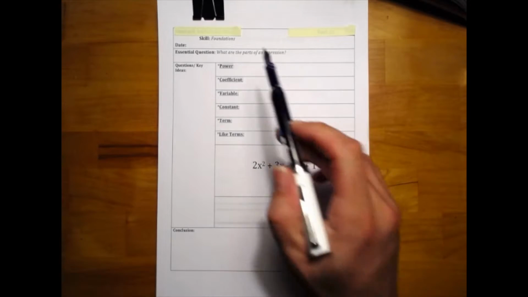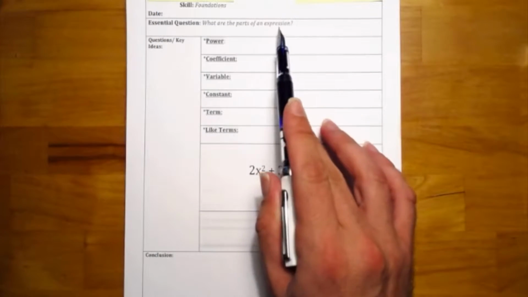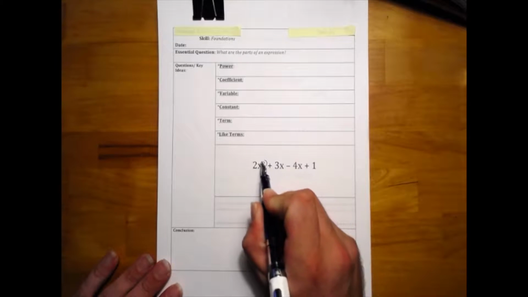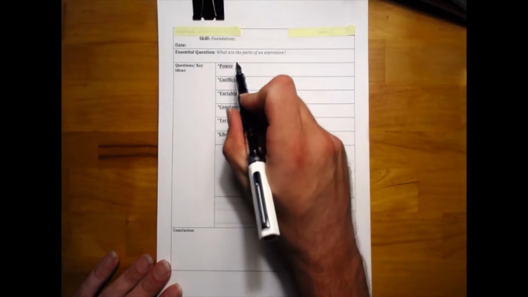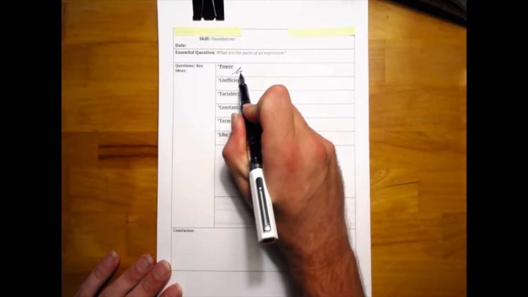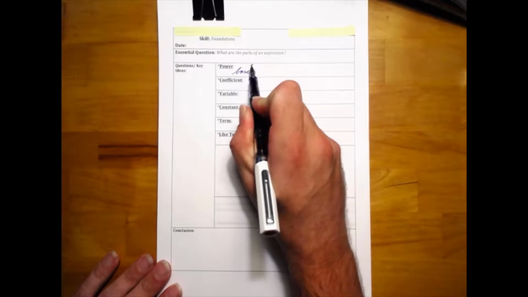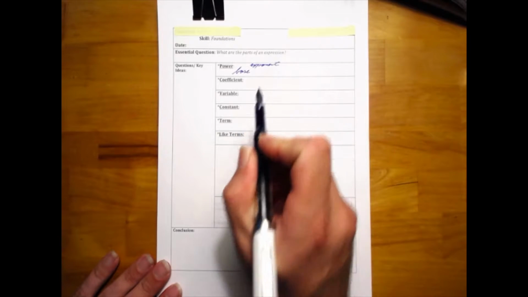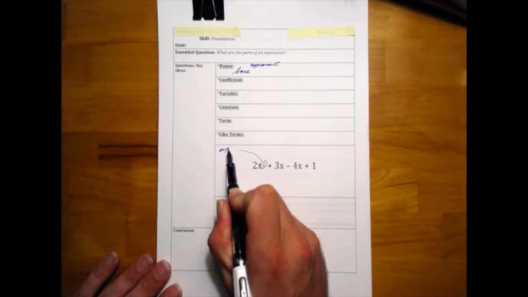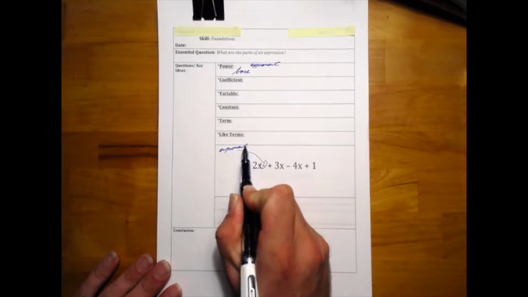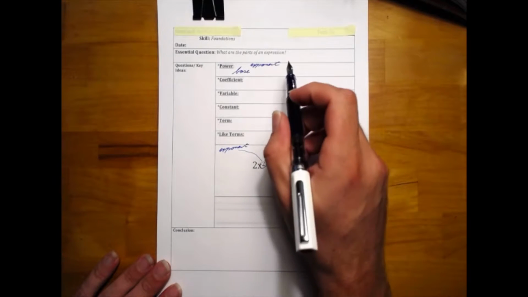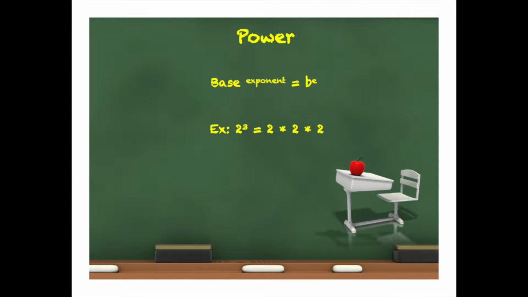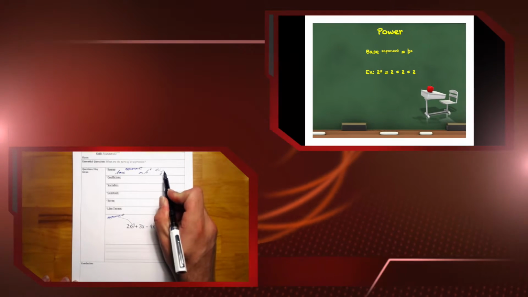This lesson is on foundation, and the essential question is, what are the parts of an expression? The first thing we're going to look at is what this funny little 2 is up here, and that's a power, which is comprised of two parts, the base and the exponent. I'll often write it as b to the e, and an example of a power is 2 to the third power, which is 2 times 2 times 2.